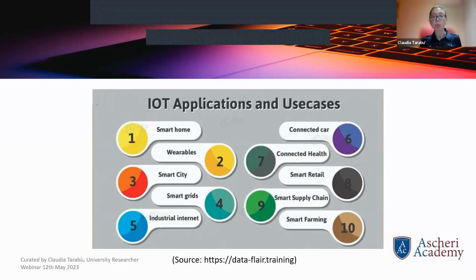We can find IoT applications in smart homes, in the construction of wearables, in the smart city, in the useful smart grids, in the industrial internet, in the connected car, for example, in instruments related to connected health, so for maintaining the health of population, in the sector of smart retail, for the smart supply chain, and also the IoT applications are used in the field of smart farming.